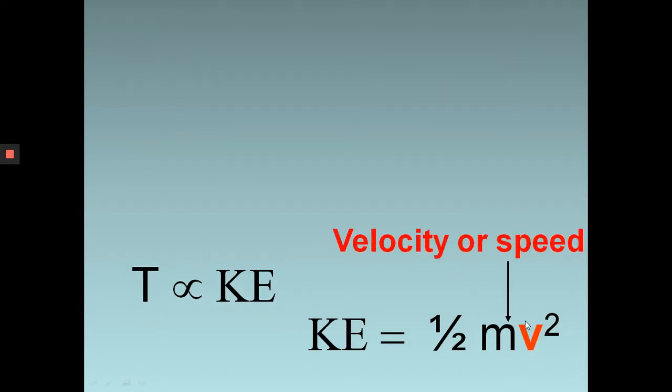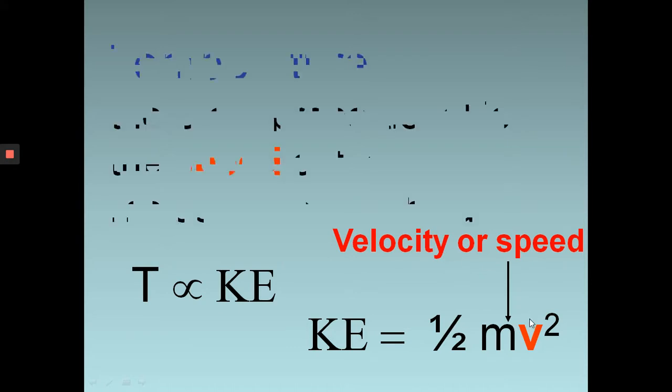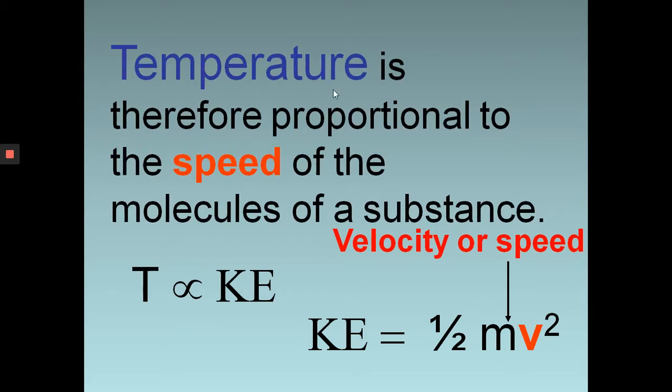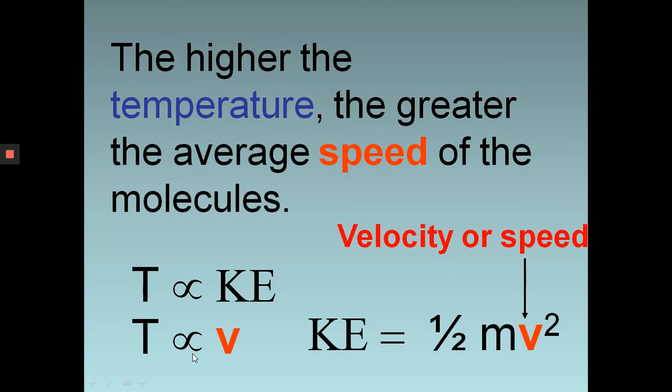Okay, v is for the velocity or the speed, and temperature is therefore proportional to the speed of the molecules of a substance. The particles are going to move faster and faster as temperature increases. So temperature and velocities are also directly proportional. This is a symbol for directly proportional. All right, so the higher the temperature, the greater the average speed of the molecules.